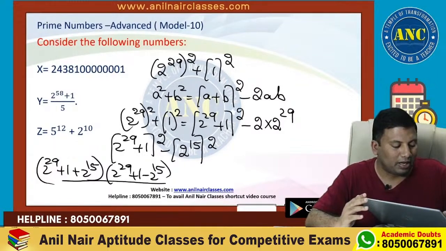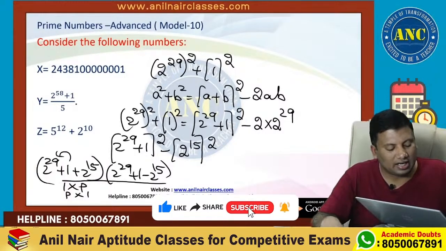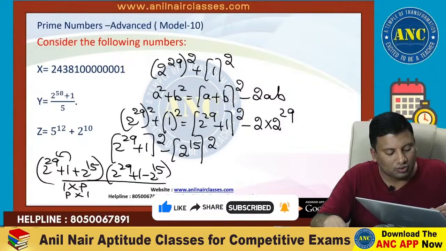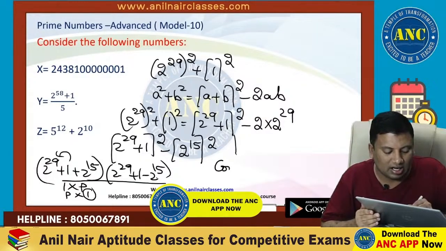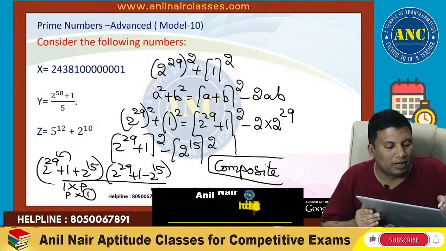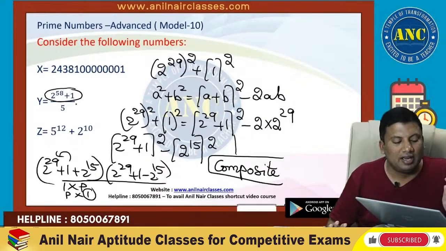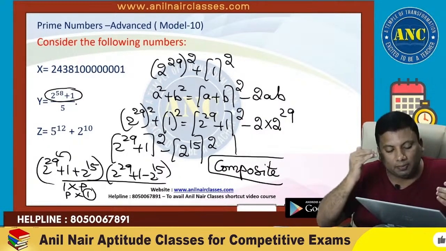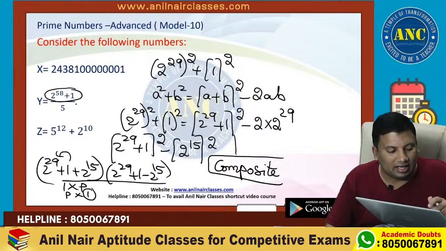For it to be a prime number, either it should be 1 into p or p into 1. One plus a positive number is greater than 1, and 1 plus a positive 2 power 15 is very small, so it cannot be 1. So the answer is, it is composite. I hope the idea is clear. First we checked that the numerator 2 power 58 plus 1 is divisible by 5, but the question is (2 power 58 plus 1) divided by 5. So the numerator itself is composite.